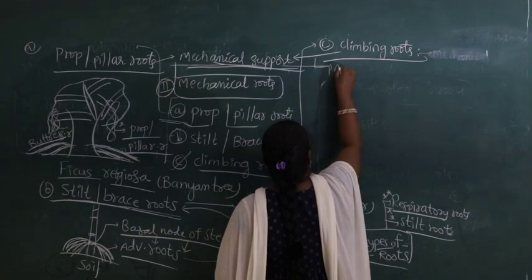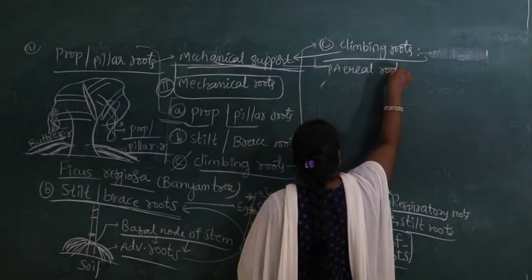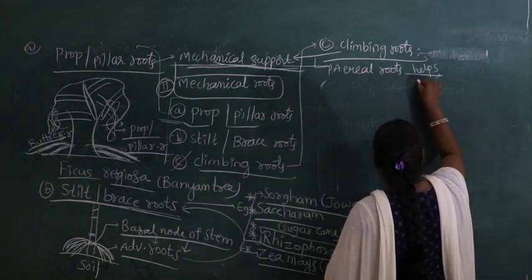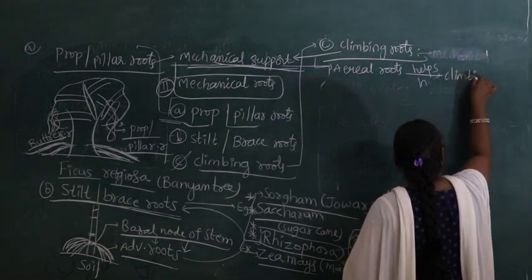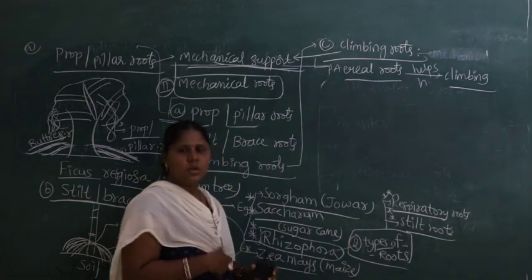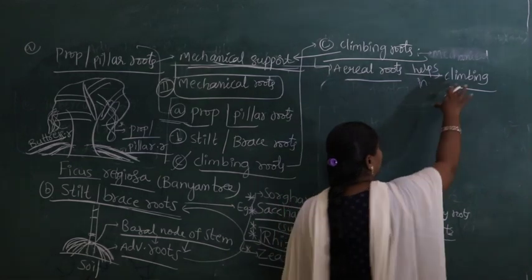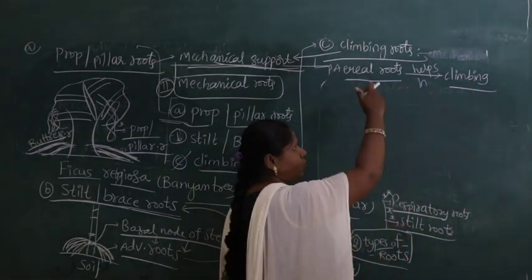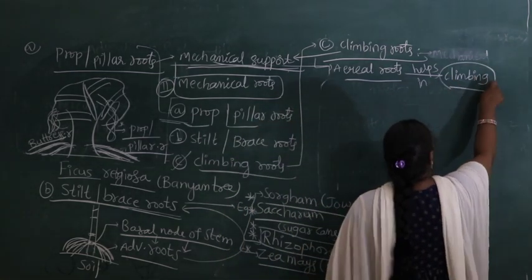So what happens in this case here? They become aerial roots which help in climbing. What are these aerial roots which help in climbing? What is the meaning of this here? Now if you take, these help in climbing. They take the support on the wall and they grow. They freely hang in the air. That is what is meant by climbing.